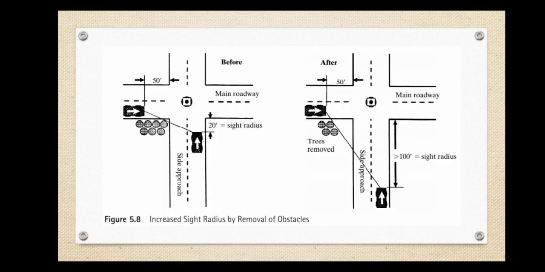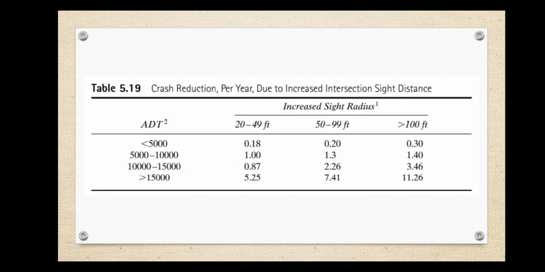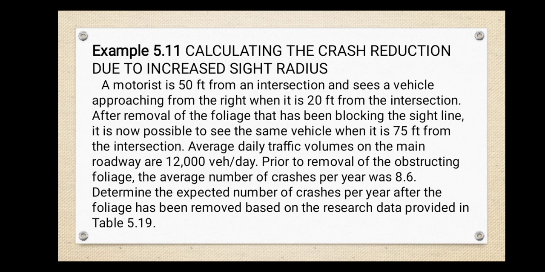So, we have here figure 5.8, increased sight radius by removal of obstacles. So we have here the before and after. In table 5.19, we have the crash reduction per year due to increased intersection sight distance. So example 5.11, calculating the crash reduction due to increased sight radius. A motorist is 50 foot from an intersection and sees a vehicle approaching from the right when it is 20 foot from the intersection.